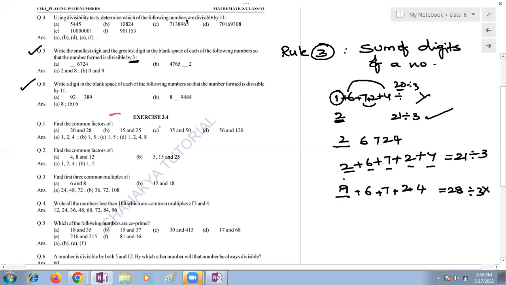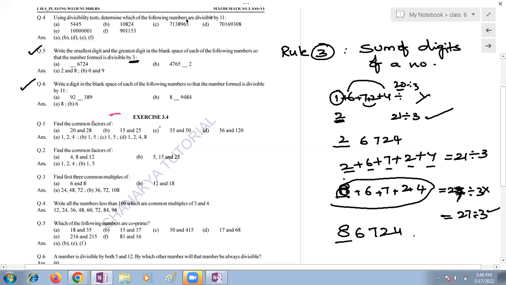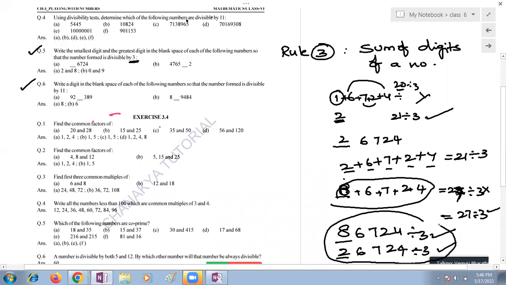So what number should I place here? 28. Yes, if I place 9 the sum is 28, so I reduce one number here. So 27 is divisible in the 3 table. So the greatest number in the blank I can place is 8, and 8, 6, 7, 2, 4 is exactly divisible by 3. And the least number in the blank I can place is 2, so that my number 26742 is exactly divisible by 3. Like that you need to check and do this question within a minute, children.